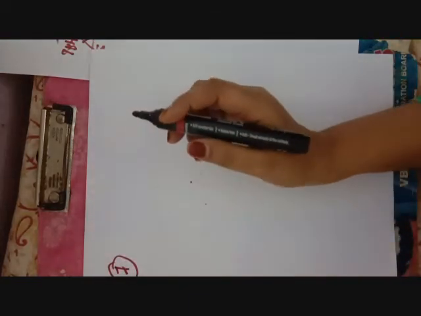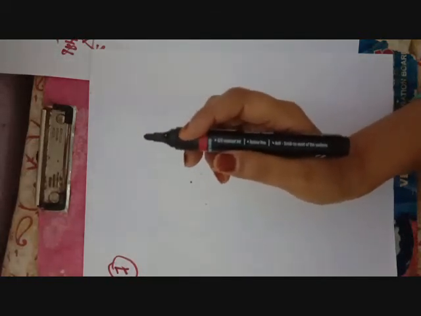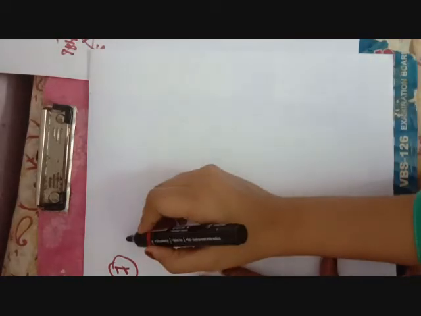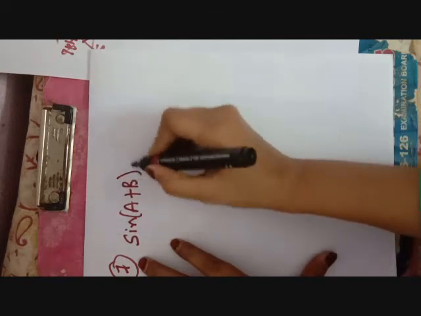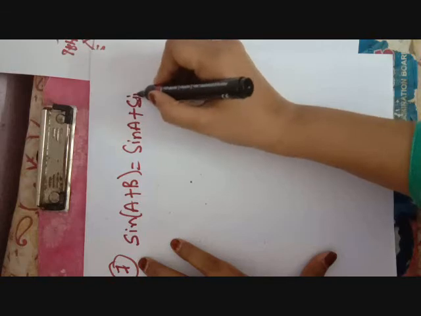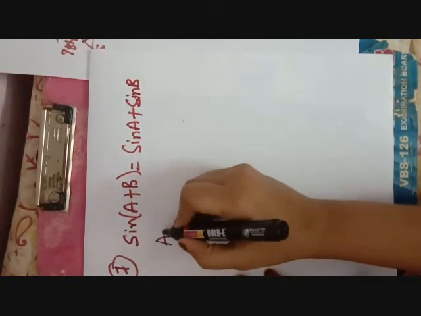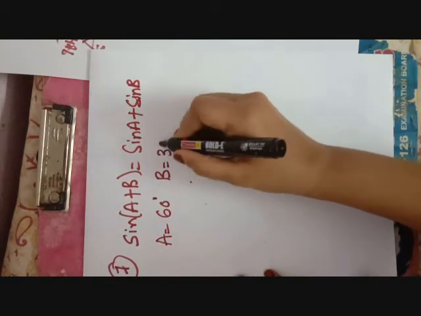Last question, that is question number 7. I am reading out the question for you. Is it right to say that sin A plus B is equals to sin A plus sin B? Justify your answer. That is sin A plus B is equals to sin A plus sin B. Justify your answer. Let us suppose that A is equals to 60 and B is equals to 30.